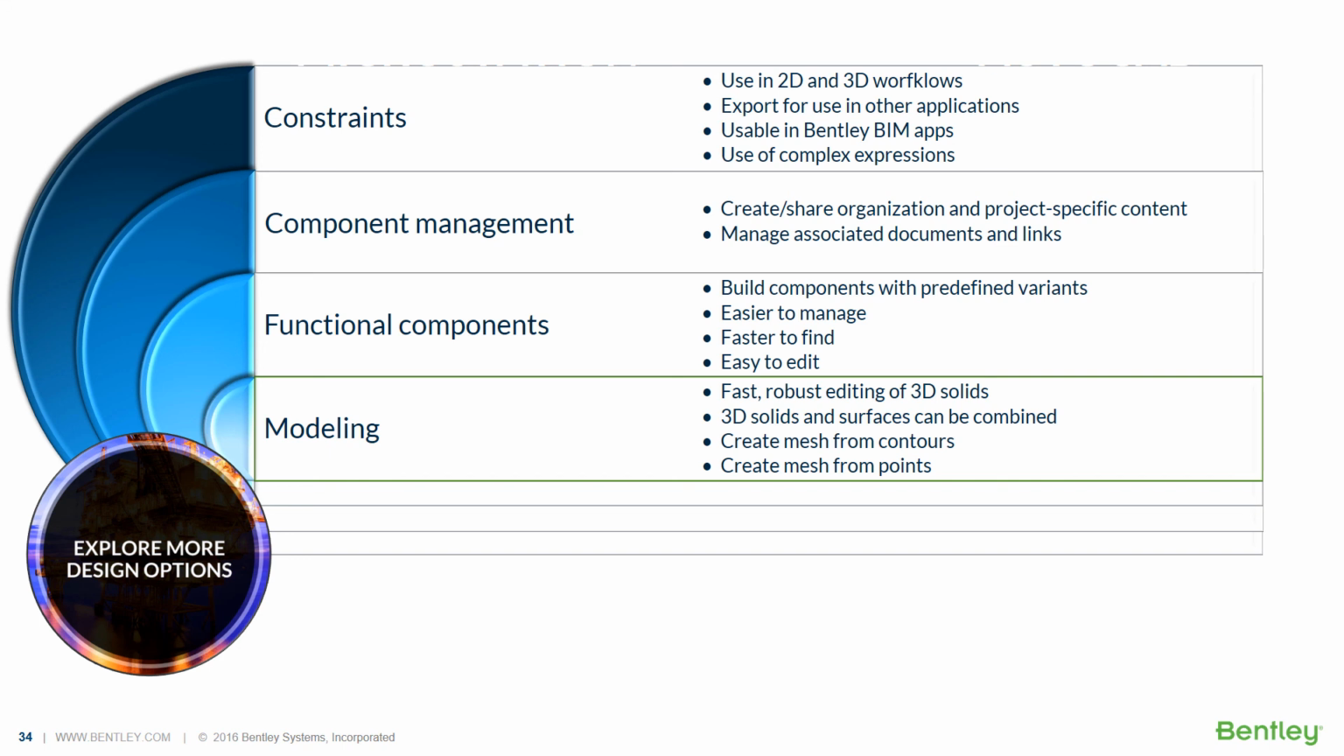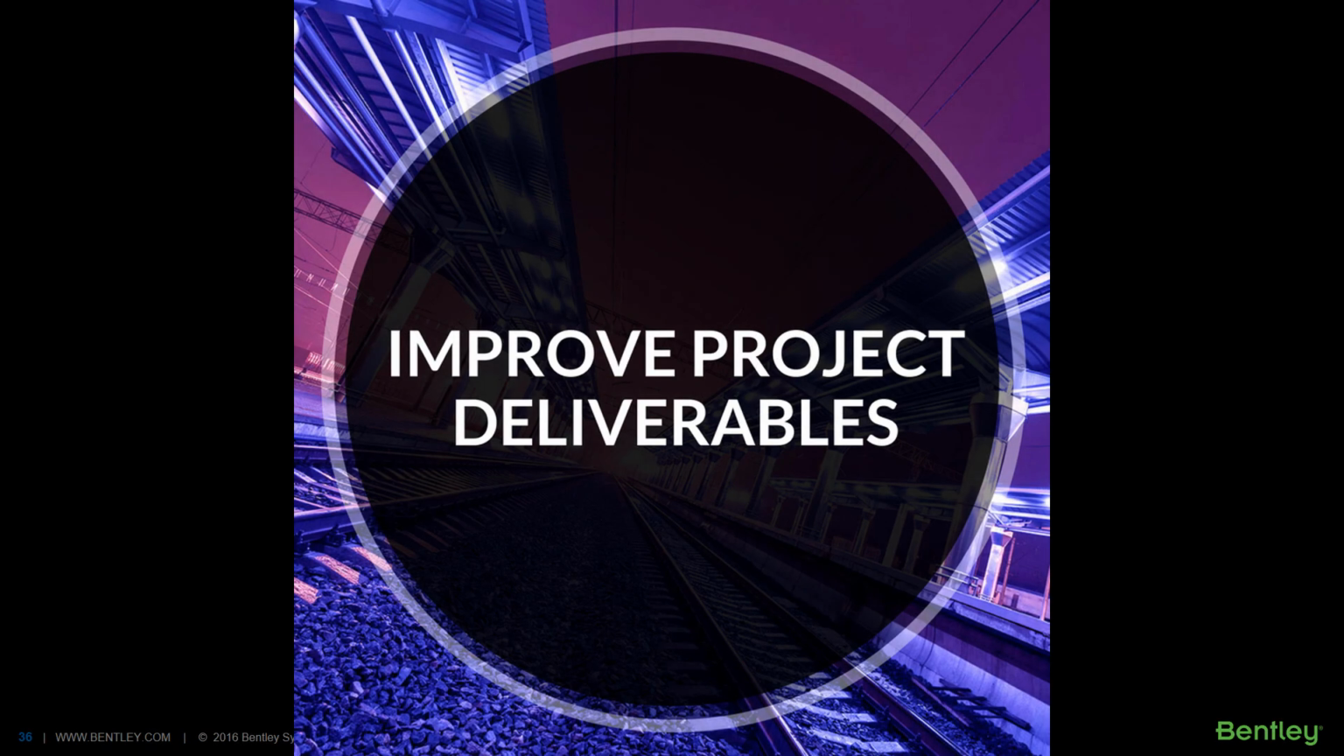It is available for export to other applications. They're usable in all the Bentley BIM applications, and constraints also have expressions built into them. You can manage all of these components through the Component Center, so you can create and share them for a project or through the organization. And again, the functional components allows you to build these components with variants so that you can manage them, find them, and edit them quickly. And lots of modeling tools to do whatever you need. That's always one of MicroStation's big strengths.